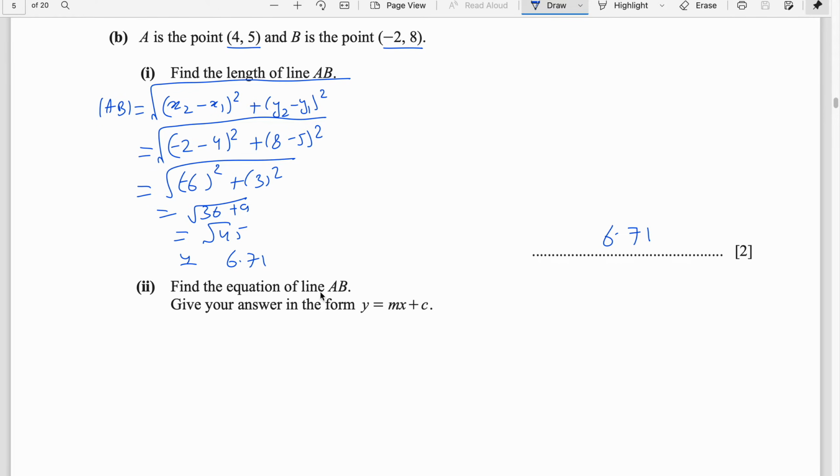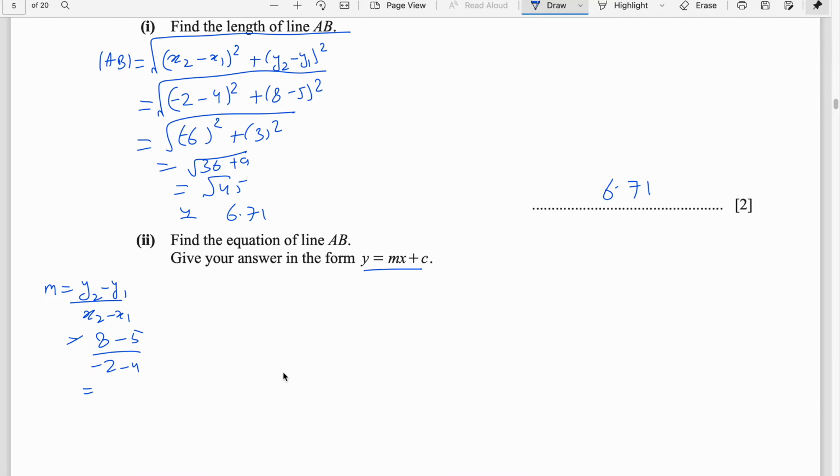The second part says find the equation of line AB, giving your answer in this form. So for the equation, we first go for the gradient, y2 minus y1 by x2 minus x1, using the same given points A and B. That is 3 by negative 6, which is minus 1 by 2.